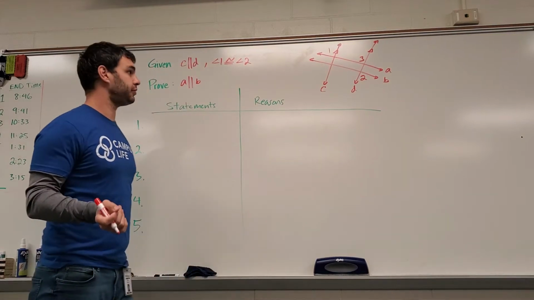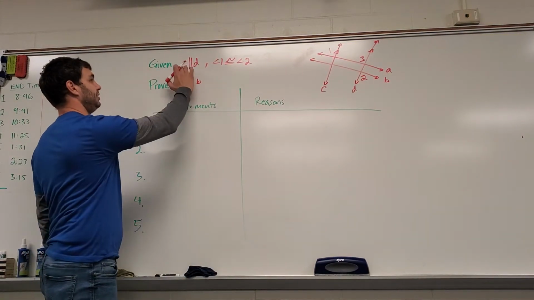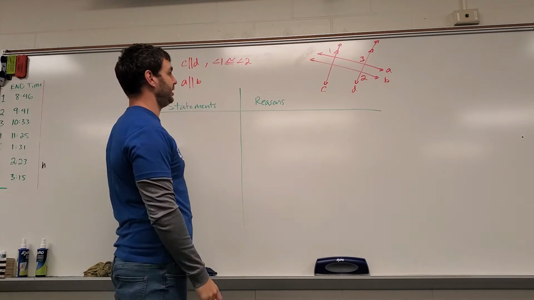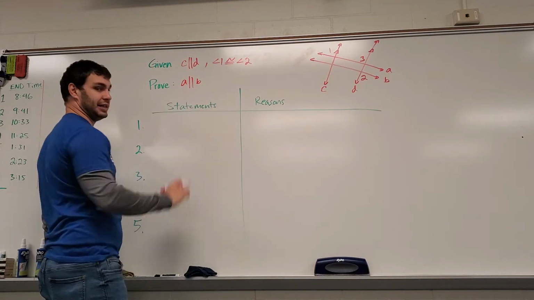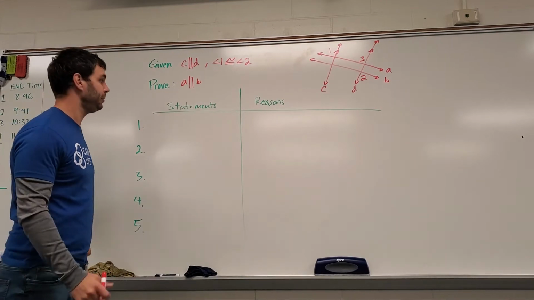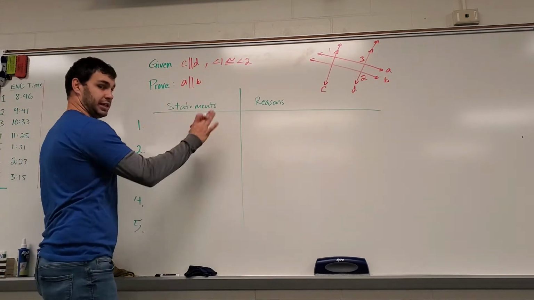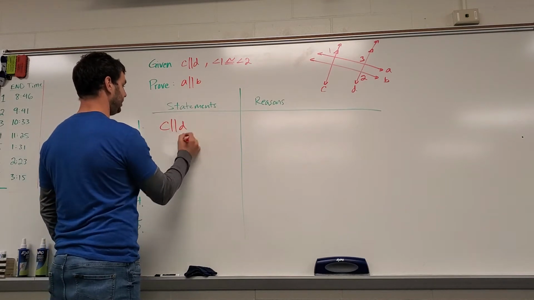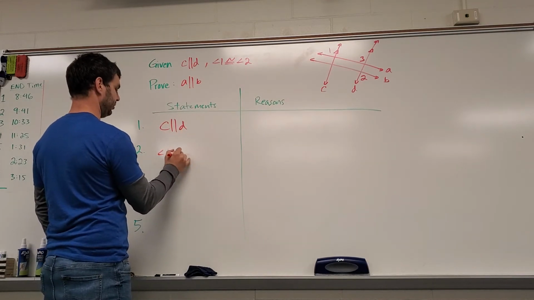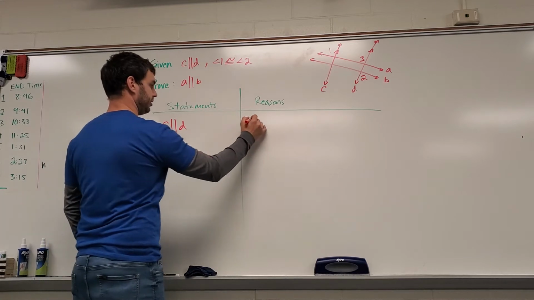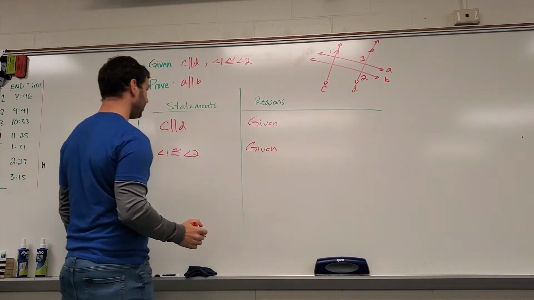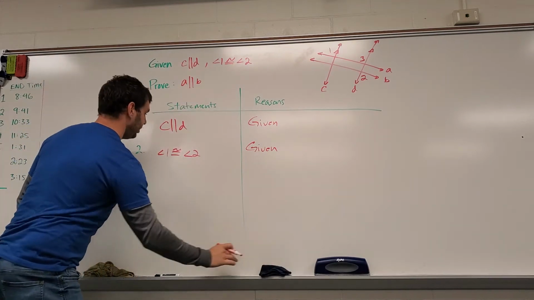Okay, here we have another proof, and it says given line C is parallel to D, as well as angle 1 is congruent to angle 2, we want to prove that line A is parallel to line B. So let's fill in our gimmies, what they're given to us. First off, we have C is parallel to D, as well as angle 1 is congruent to angle 2. Those are both givens. Given. And then we're trying to prove A is parallel to B.